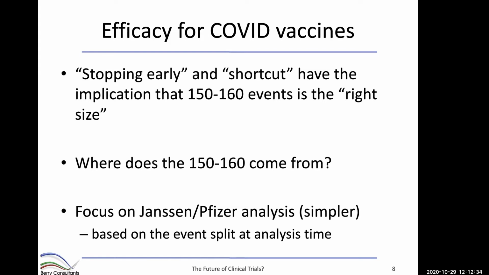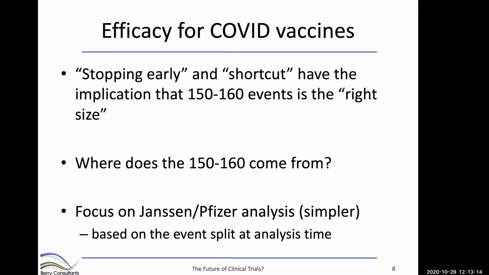So this gets at that notion when we talk about stopping early or shortcuts. It has the implication that the 150, 160 events, all of these vaccine trials are waiting for 150, 160 infections to occur. If we say stopping early, there's a notion that 150, 160 is the right size. I want to talk about where that 150, 160 comes from and why you can argue that it's actually really late and you should try to be a little more efficient.